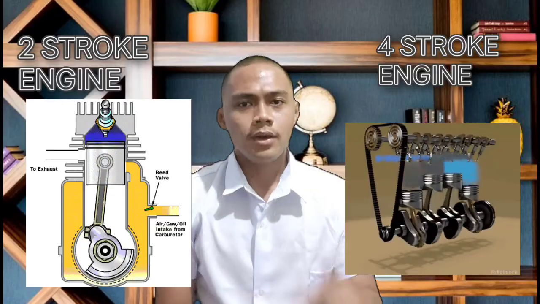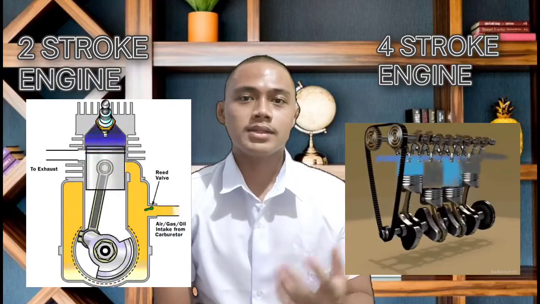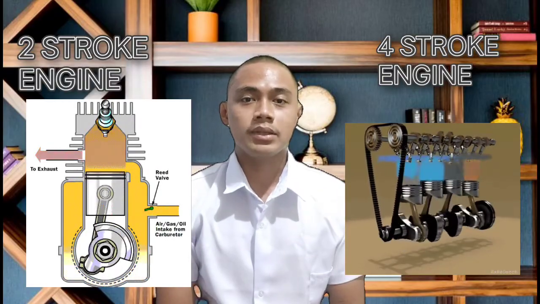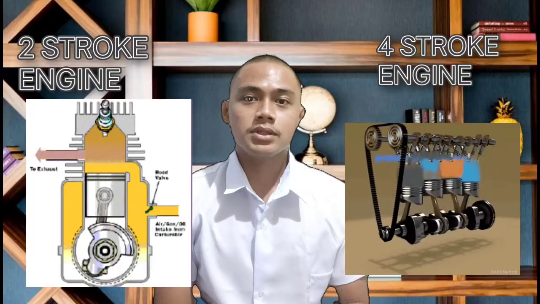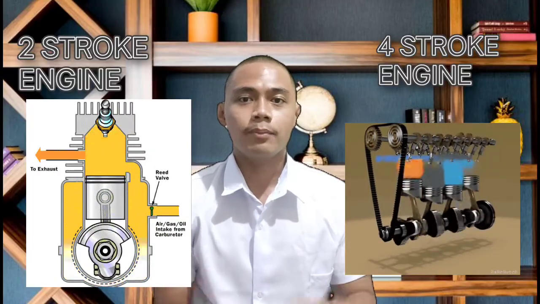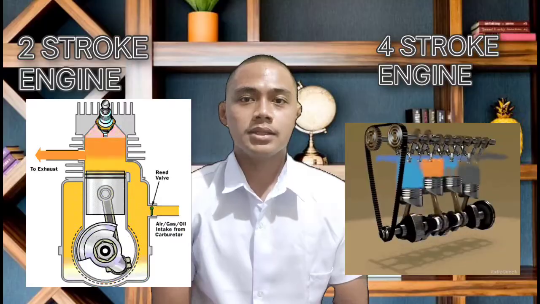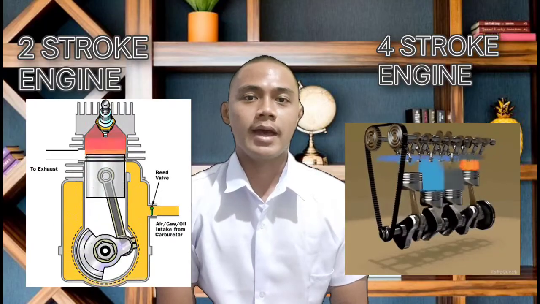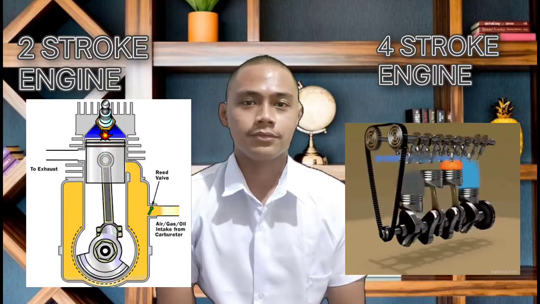In this video, we will discuss the types of engine according to its operating cycle, namely the 4-stroke engine and the 2-stroke engine. First of all, a stroke is measured as the piston travels between its extreme points, which are the top dead center and the bottom dead center. Each stroke is accomplished in half a revolution of the crankshaft.